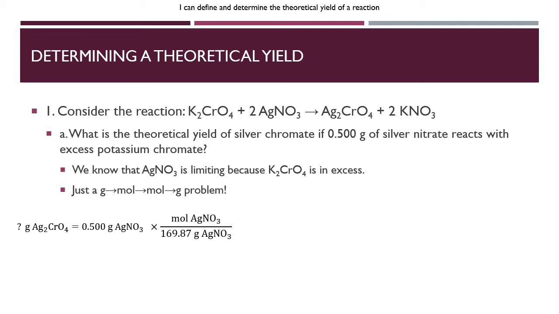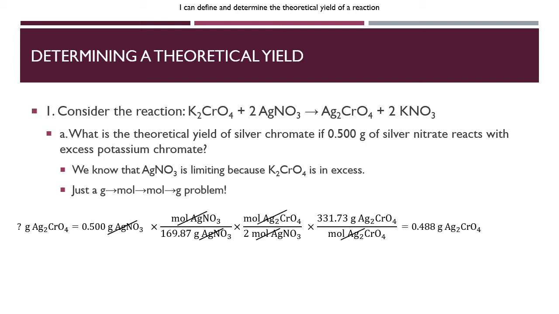So just doing our gram, mole, mole, gram, converting from grams to moles of silver nitrate using the molar mass of 169.87 grams per mole. Now I can use my mole to mole ratio. You can see in the equation 2 moles of silver nitrate for every 1 mole of silver chromate. And then finally a mole to gram conversion using the molar mass of silver chromate. And this will give us a value of 0.488 grams of silver chromate.